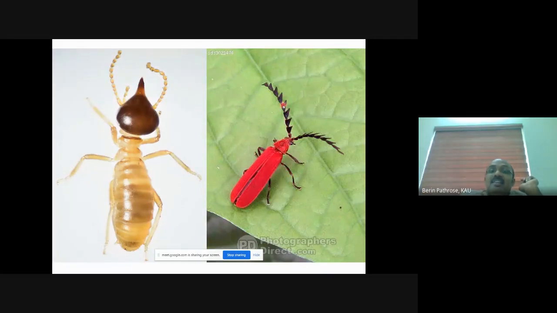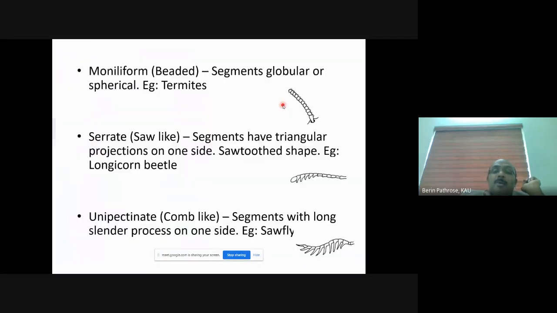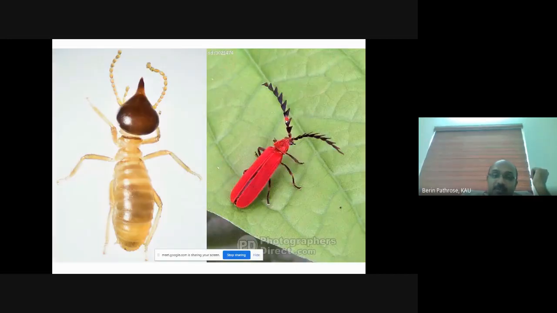So each segment is having a triangular projection on one side, and it is called a sawtooth shape. So just like a saw. And the example is longicorn beetle. I think at least a few of you might have seen a longicorn beetle. Longicorn beetles are those beetles which have extremely long antennae, almost the same length as the insect body. So serrate antenna, each segment has a triangular projection on one side. Moniliform antenna segments are globular or spherical in nature.